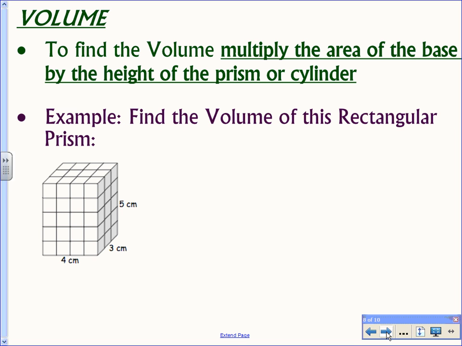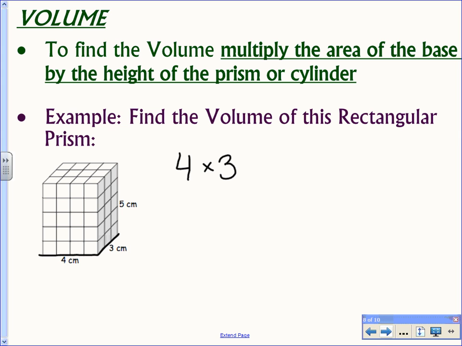So to find the volume, you multiply the area of the base by the height of the prism or cylinder. Today we're just going to work on prisms. So in this case we have a rectangular prism. The base of the rectangular prism is the rectangle on the bottom, which is a 4 centimeter by 3 centimeter rectangle.